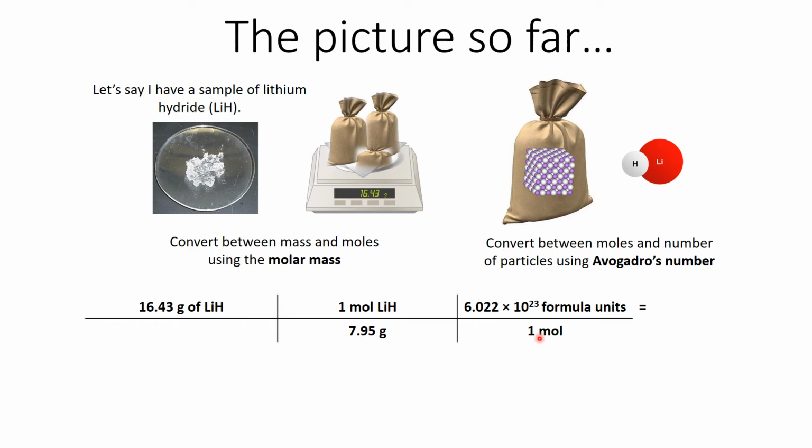But anyway, what I'm really saying is that 1 mole of lithium hydride is 6.022 times 10 to the 23rd lithiums and 6.022 times 10 to the 23rd hydrides. So when I do that math, that's saying I have 1.24 times 10 to the 24th formula units. So in this sample of lithium hydride, I have 1.24 times 10 to the 24th lithium atoms and 1.24 times 10 to the 24th hydrogen atoms.